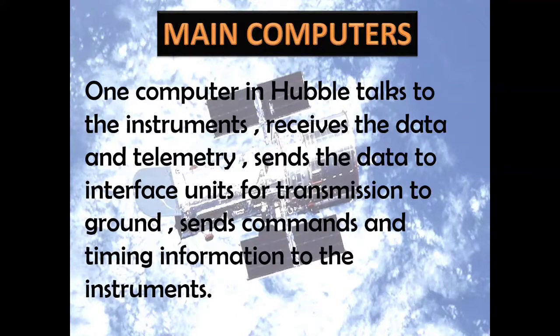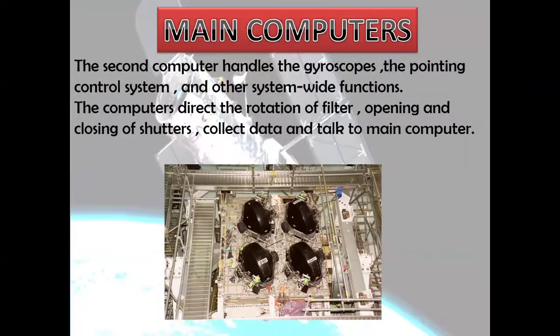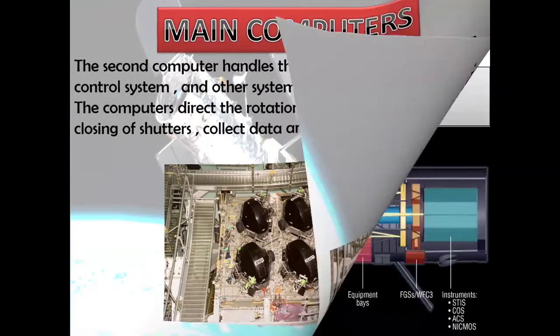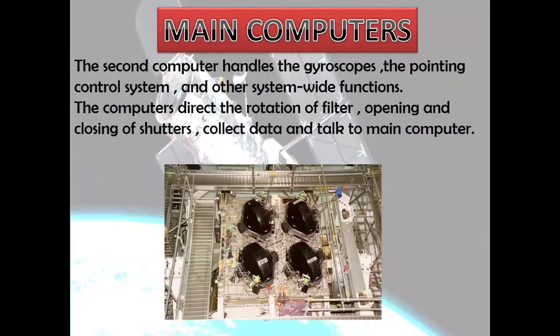One computer in Hubble receives the data and sends the data to the interface units for transmission to the ground, and sends commands and timing information to the instruments. The second computer handles the gyroscopes, the pointing control system and other functions. The computer directs the rotation of filters, opening and closing of shutters, collecting data and talking to the main computers. Thank you.